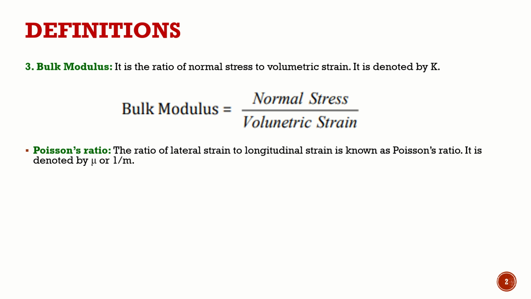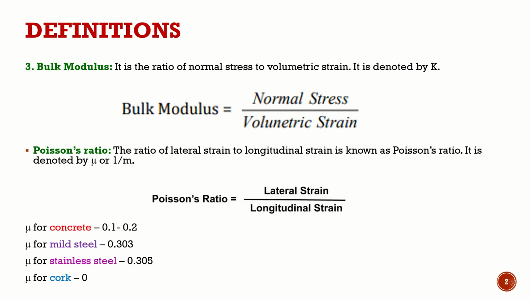We denote Poisson's ratio by the symbol mu, or 1 by m. And mu for some important materials like concrete is in between 0.1 to 0.2. For mild steel it is 0.303, and for stainless steel it is 0.305, and for cork it is 0.